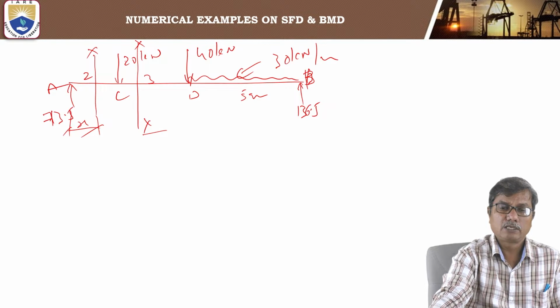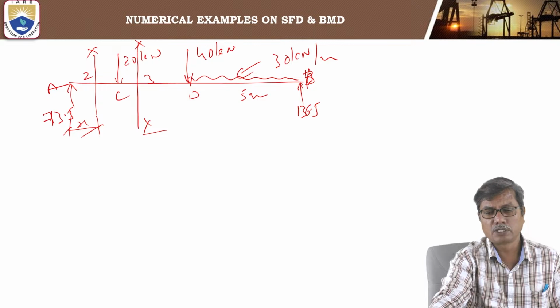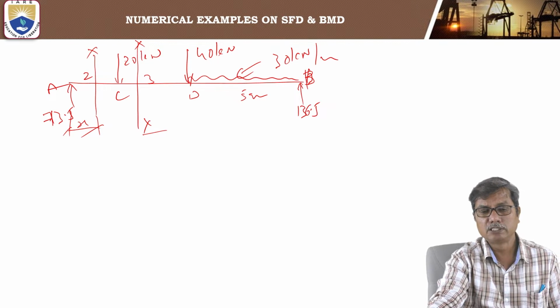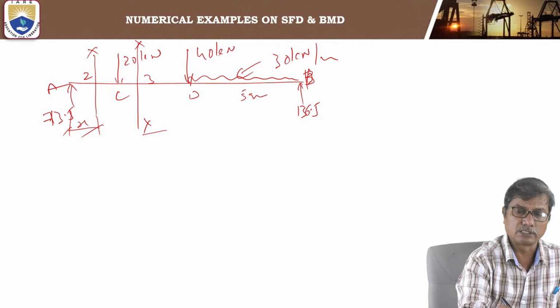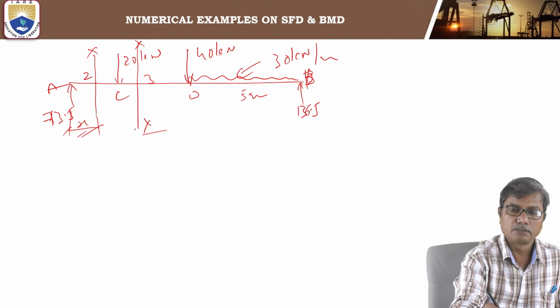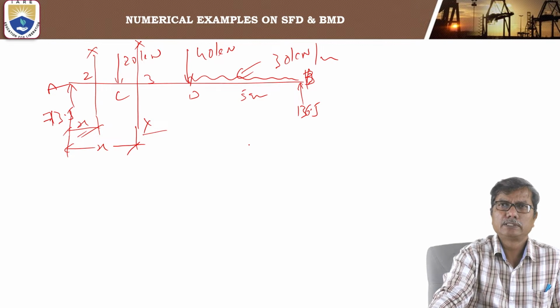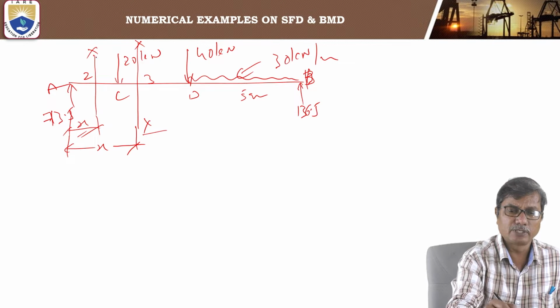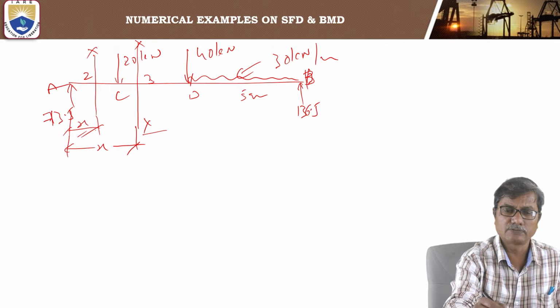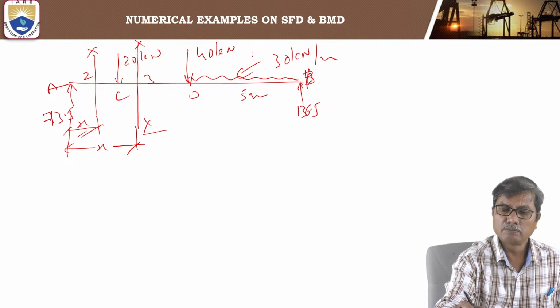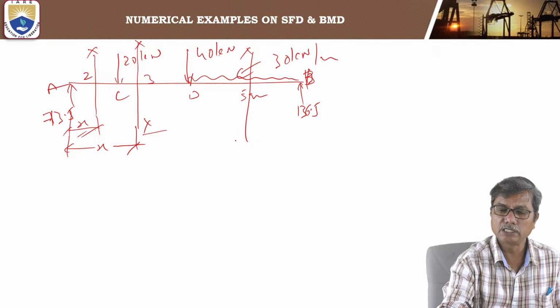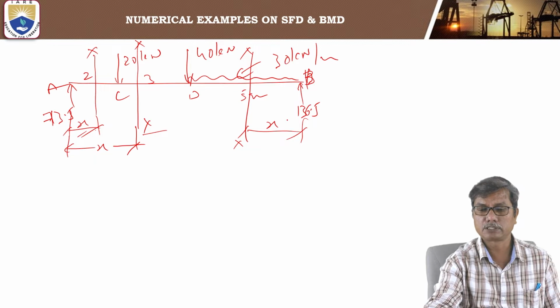Okay, and the origin for this can be taken either to the left side or to the right side, it doesn't matter. For any section you can consider the origin, that is distance x, either from A or from B, it doesn't matter. So for section between AC we take origin at A, for section between CD we take origin at A again, but for section between BD we take origin at B. Okay, we take origin at B.